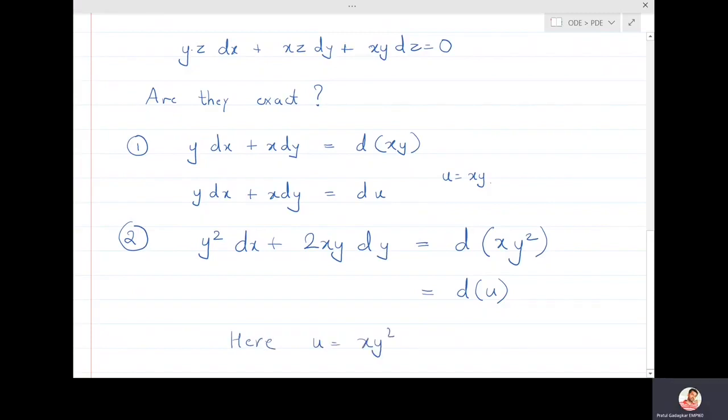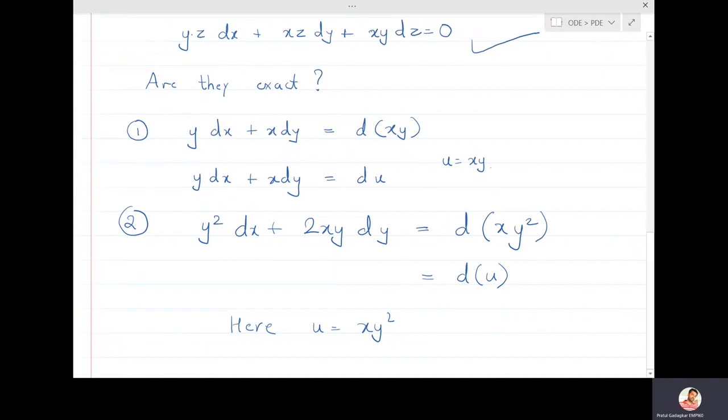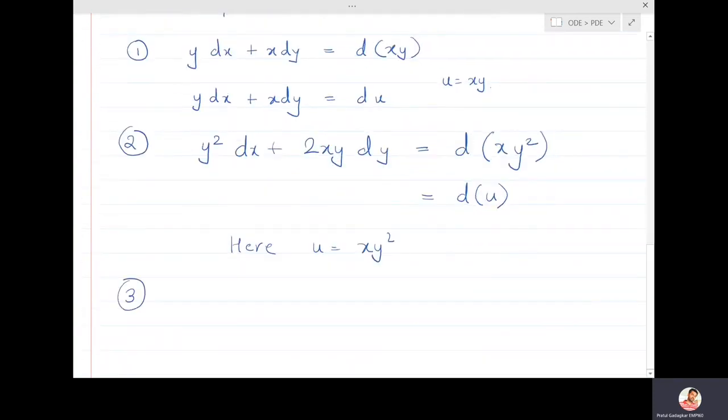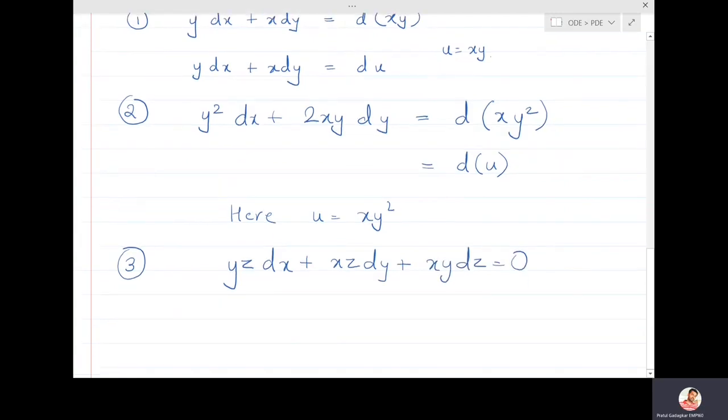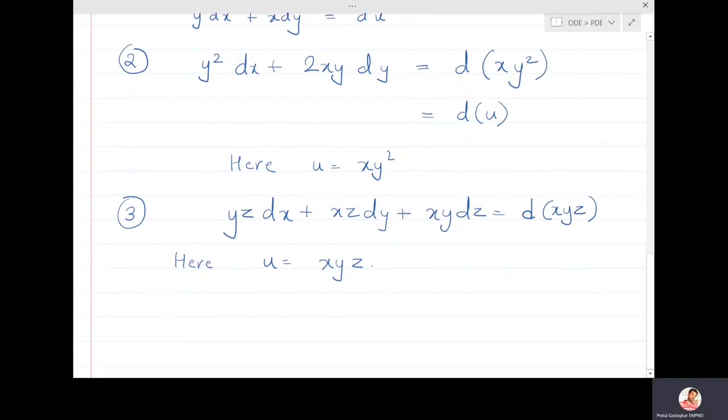If I look at the third one, the Pfaffian differential equation in three variables, yz dx plus xz dy plus xy dz, clearly now you must have guessed the function. I can certainly write this as nothing but d of xyz. So the function u here is xyz. All the above examples that I've given you are exact Pfaffian differential equations.